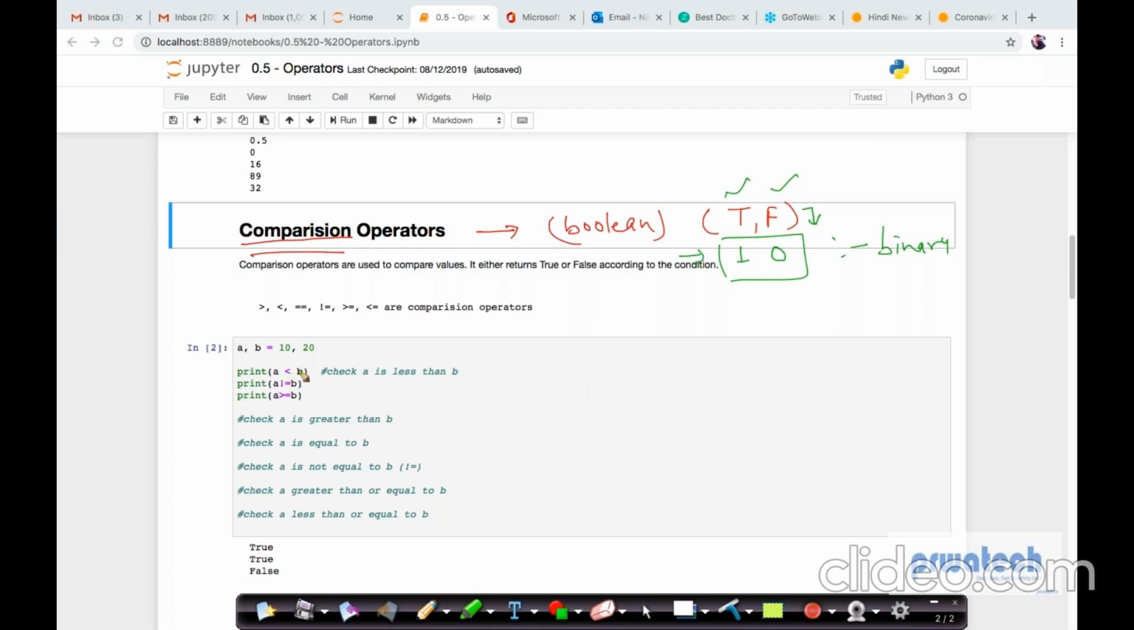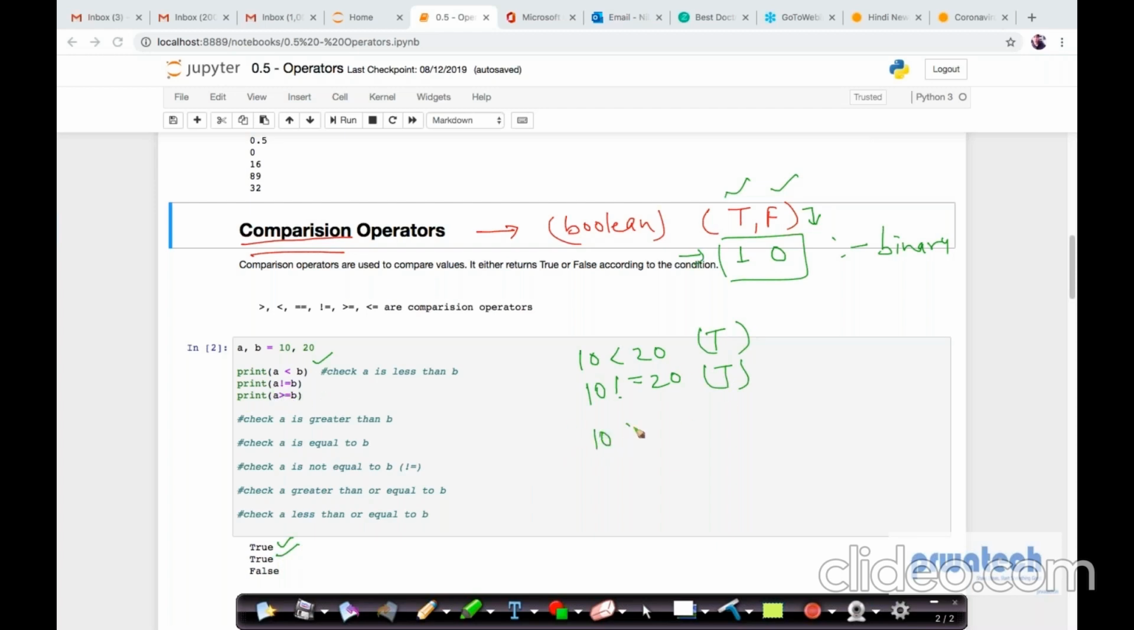a is less than b. Yes, that's right, 10 is less than 20. This is right. If I print this one, I'll get true as the answer. a is not equal to b, this is the sign for not equal to. So 10 is obviously not equal to 20. This is also true. Both values are not the same. This is also true.